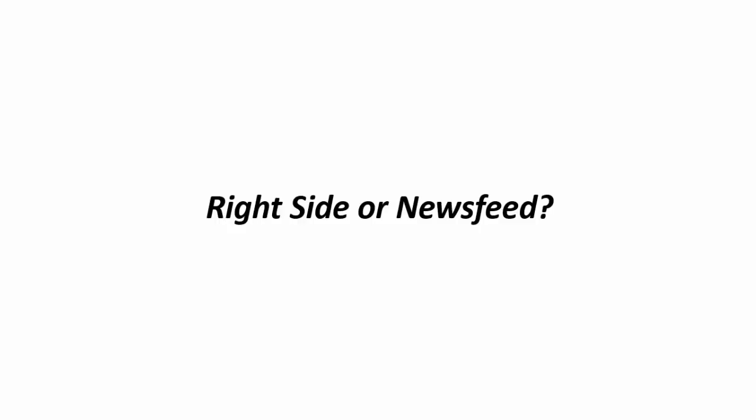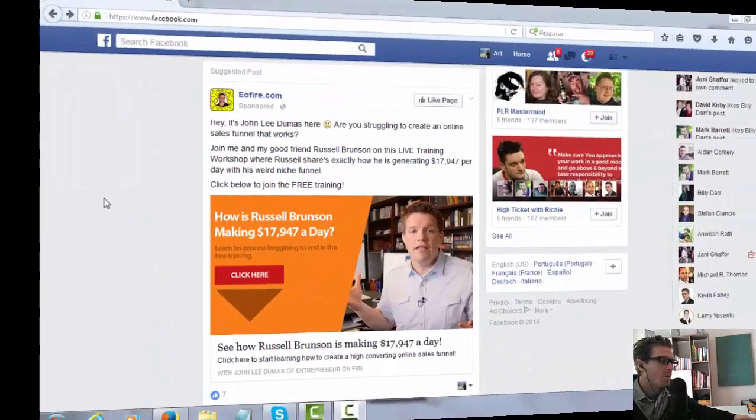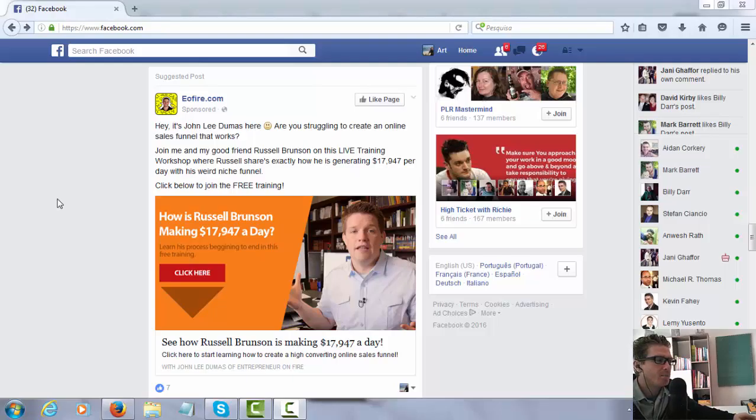Facebook ads, right side or newsfeed? Okay, so let's take a look at the differences between a newsfeed ad and a right side ad.